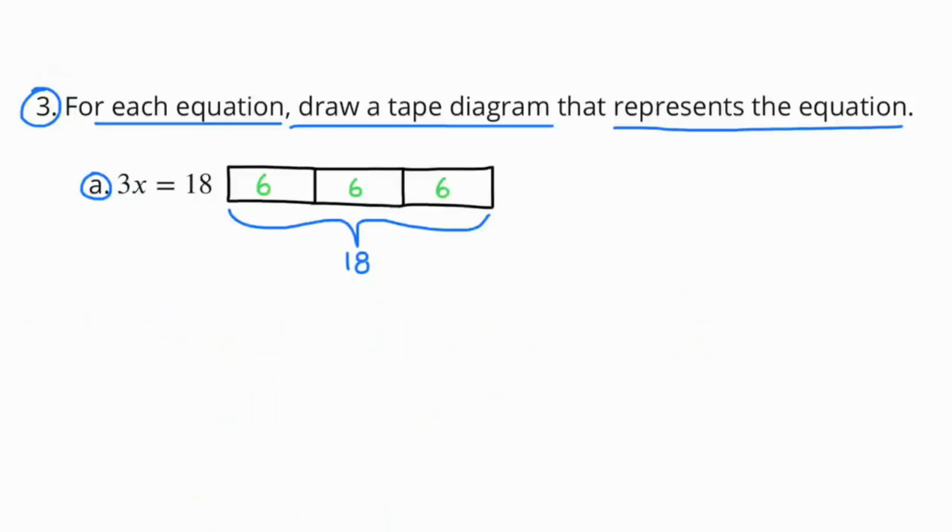Number 3. For each equation, draw a tape diagram that represents the equation. A. 3x equals 18, or 3 times x equals 18. I drew my tape diagram and I divided it up into 3 groups. It totals 18. You don't have to put the 6 on the inside of each one of the groups, but I did because I know that 3 times 6 equals 18.